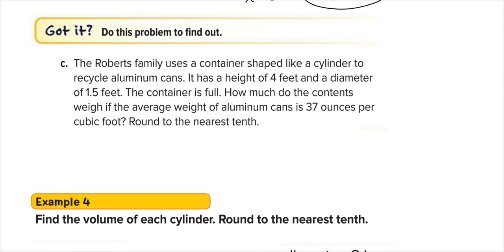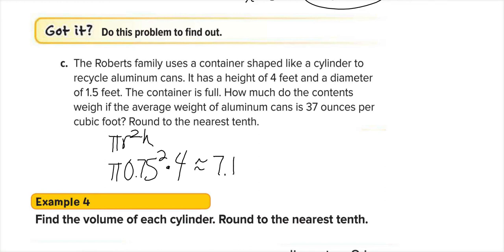Okay, so we got a trash bin here. So we've got pi r squared h, so pi. You got to get the radius. It says the diameter is 1.5, so we're going to split that in half. So what's half of 1.5? That would be 0.75. So 0.75 squared. Then we're going to times that by the height, which is 4 feet. Okay, so let's figure that out. So we'll do pi 0.75 squared times 4. So 7.1.